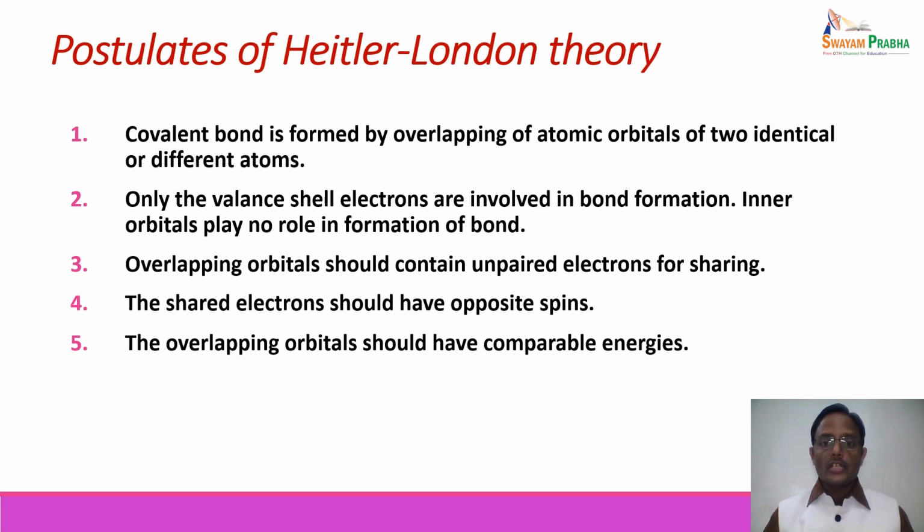The overlapping orbitals should have comparable energies. If one orbital has very high energy and the second atom has an orbital with very low energy, they cannot undergo overlapping, leading to formation of a stable bond. So in order to form a stable bond, the overlapping orbitals should have comparable energy, not exactly equal, but they should be comparable with each other.